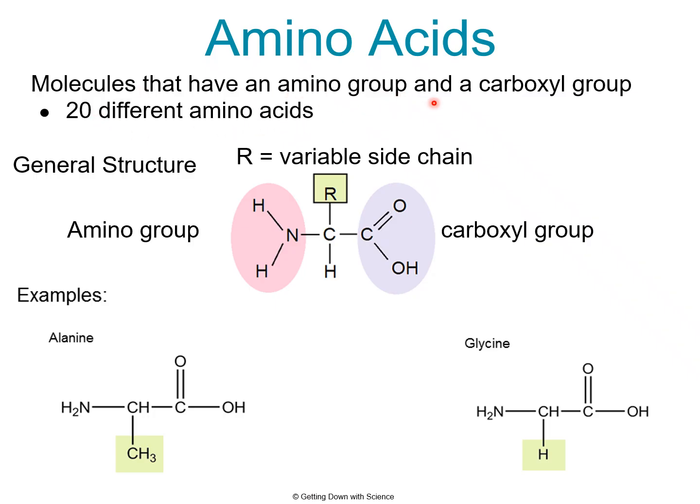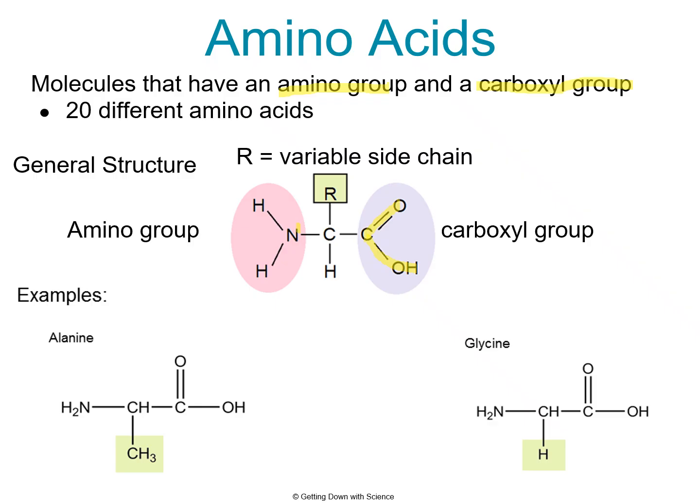Molecules that have an amino group and a carboxyl group are amino acids. So remember what these functional groups are. The amino group is the group that has one nitrogen and two hydrogens. I want you guys to recall that from our slide where we discussed different functional groups. And the carboxyl group, remember, is a combination of carbonyl and hydroxyl, in which we have a carbonyl group covalently bonded to a hydroxyl group. And that's what gives us our carboxyl.